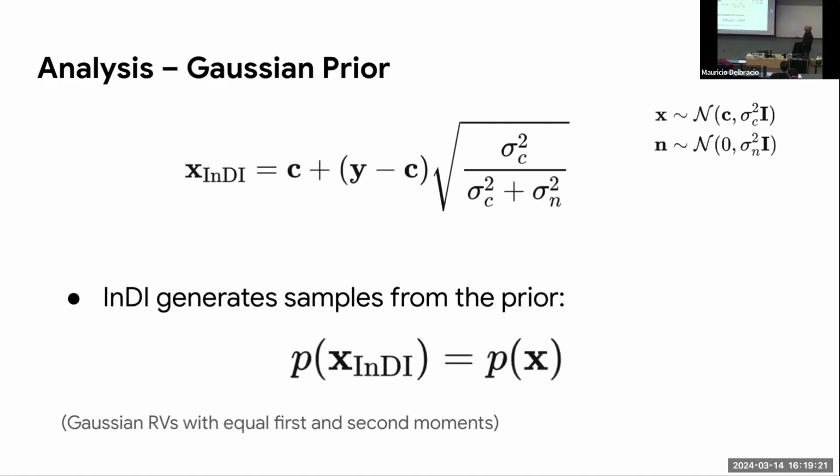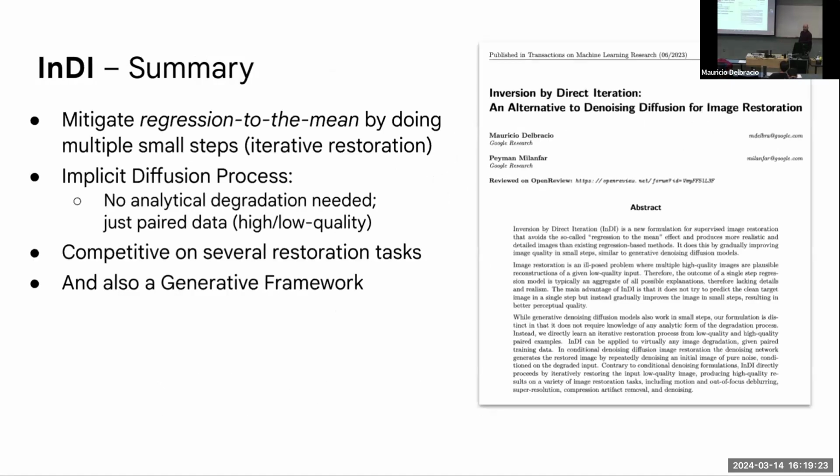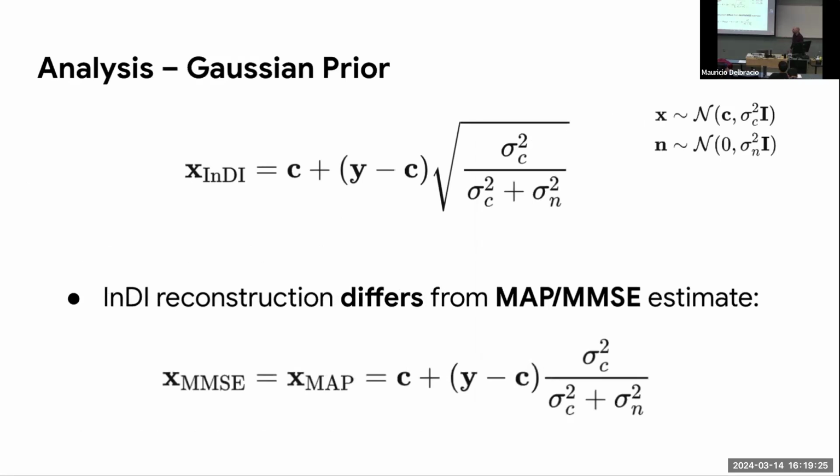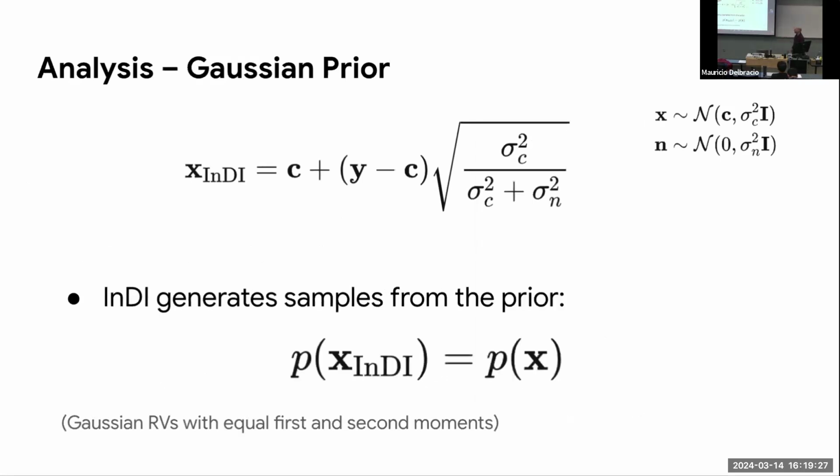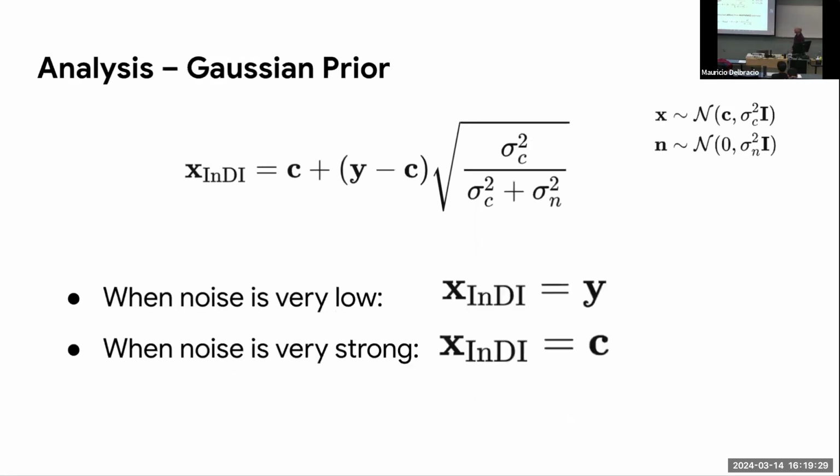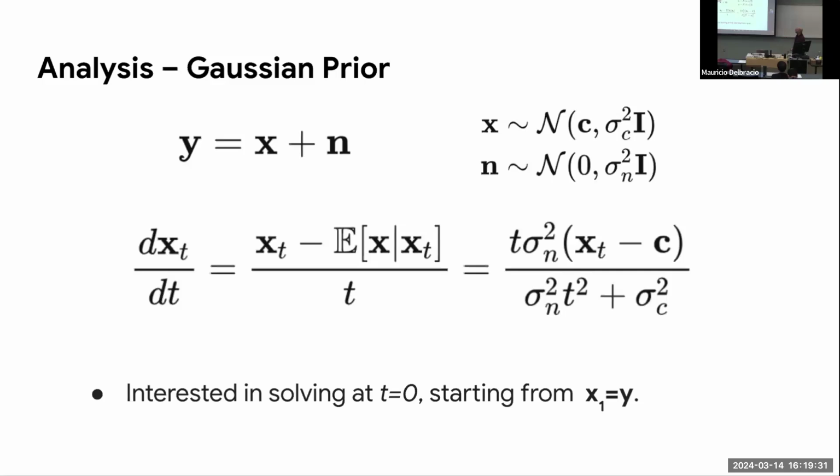Sorry, what's the P of X? Say that again. Next page, P of X. It's a Gaussian? The P of X is this Gaussian, right? Where we start.